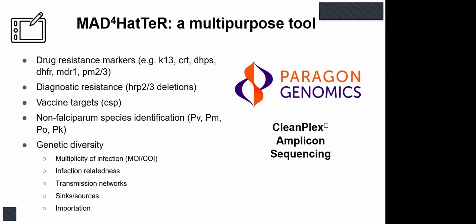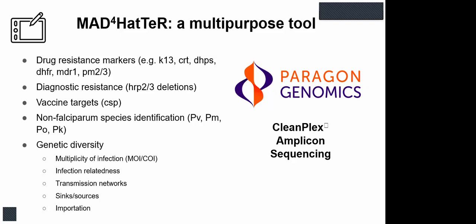And then we also target 4 non-falciparum species identification markers or genes: PV for vivax, PM for malariae, PO for ovale, and PK for knowlesi. And then finally, we have the genetic diversity markers, which are quite many, as we shall see. And these are mainly used for multiplicity of infection, which is basically the number of specific genotypes in a single host, infection relatedness, like IBD, identity by descent, and other things.